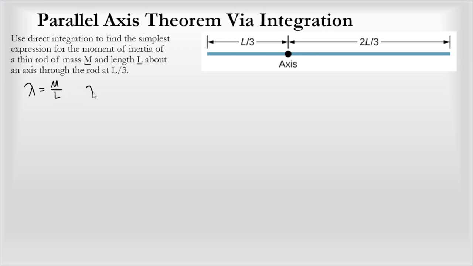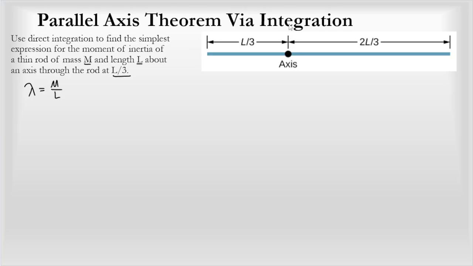There's no dependence upon x here. You could be given the linear mass density as a function of x, where it could be thin, not as heavy on this end, and then really heavy on this end. It depends on the problem you're given. But here we're just assuming a constant uniform mass density across this whole rod. I use direct integration to find the simplest expression for the moment of inertia about the axis, where the axis is found at 1/3 of the rod.